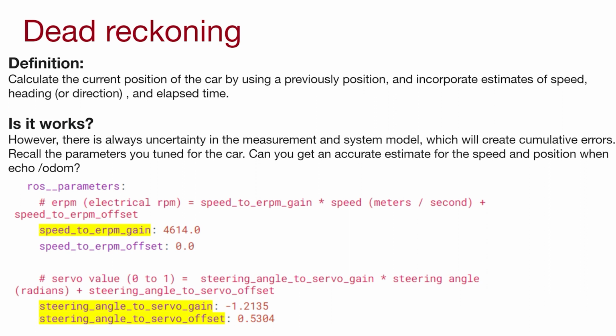So for our F1TENTH car, we estimate the speed from the electrical RPM of our motor, and we tune the offset and the gain for this motor. But when we echo the odometry topic of the car, we can still see that there is a difference between the actual distance the car traveled in the real world and our estimation.